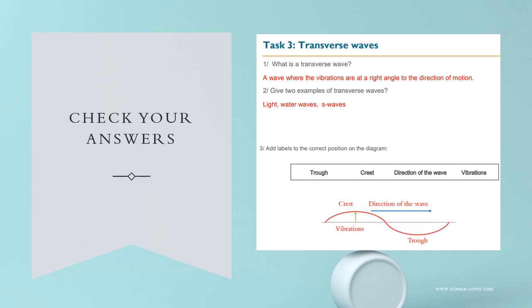Number 1, what is a transverse wave? This is a wave where the vibrations are at right angles to the direction of motion. Give two examples of a transverse wave: a light wave, a water wave, or an S wave.